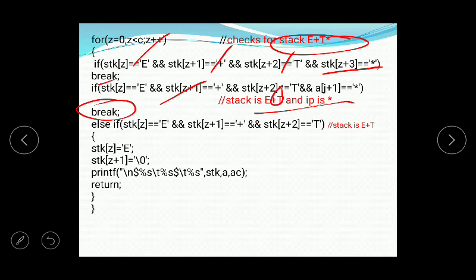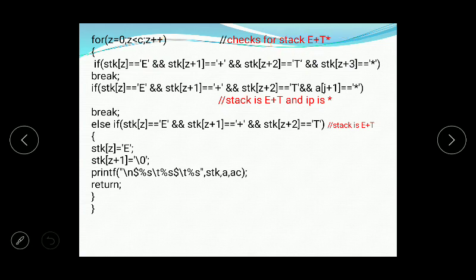Else, one more case: if the stack is E plus T, then E plus T has to be reduced by E. For E plus T there are different combinations. The stack contains E plus T followed by star, one case, or the stack is E plus T and the input is star. In both cases we have to skip the stack content. Otherwise, in the last option, if the stack is E plus T, then it has to be reduced to E. Other than these two, it has to be reduced by E. Then print.